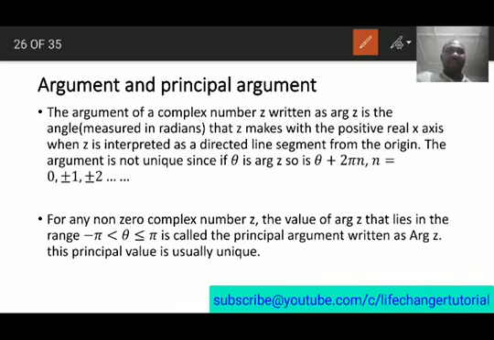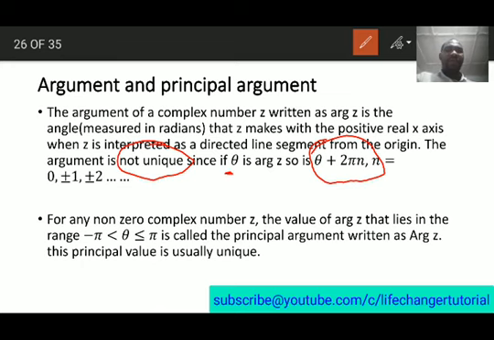Now the argument is not unique. That's one thing you should notice here. It doesn't have a unique answer. It can give us different answers. Because if the argument is theta, then the argument can also be theta plus 2 pi n. The 2 pi n there is because, remember, trigonometry happens in cycles, so in cycles of 2 pi n.